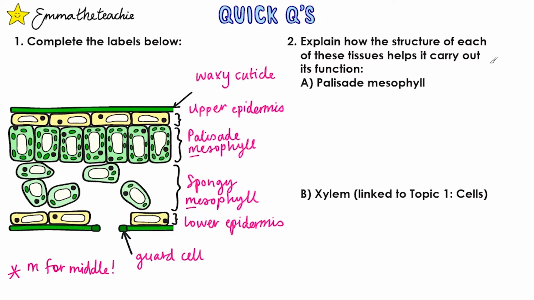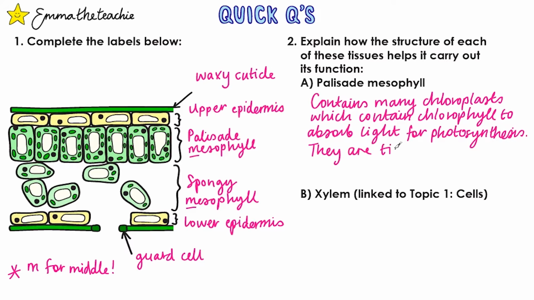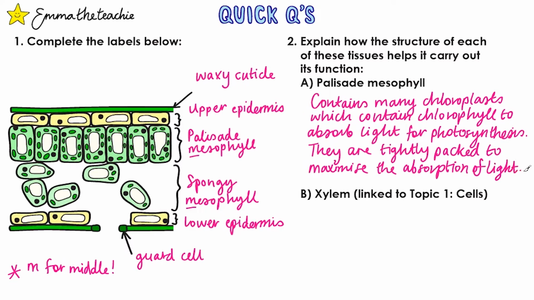2. Explain how the structure of each of these tissues helps it carry out its function. And A is Palisade mesophyll. Well, the Palisade mesophyll contains many chloroplasts, which themselves contain chlorophyll. These absorb the light for photosynthesis. They're also very tightly packed to maximize the amount of light that is absorbed.